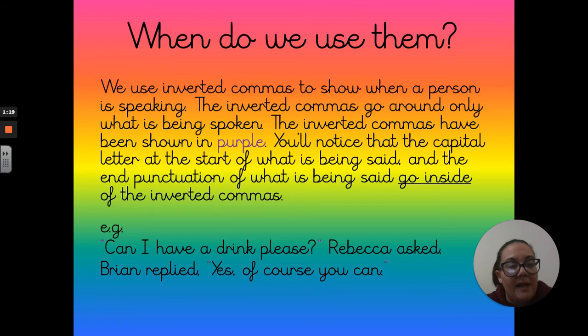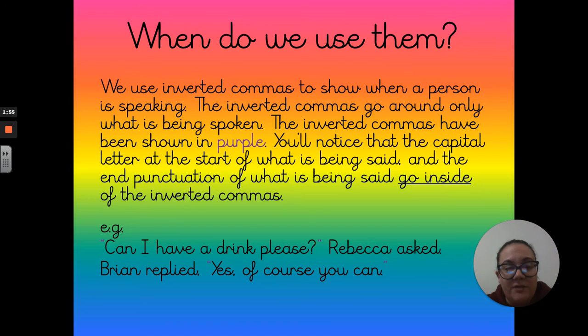Part of the complicated part about speech and using inverted commas is that people think it needs to go around everything. It doesn't. It's just going around the actual small part that is being said by the character, by the person. Within these next few slides, I've used purple to show where inverted commas go, just so that they can be seen off the background of the rainbow that I've taken. You'll notice that capitals and end punctuation all go inside the inverted commas, and again that can be something that gets a bit complicated with it.